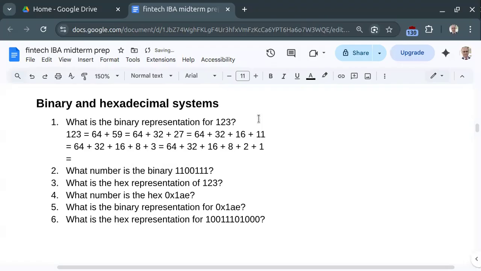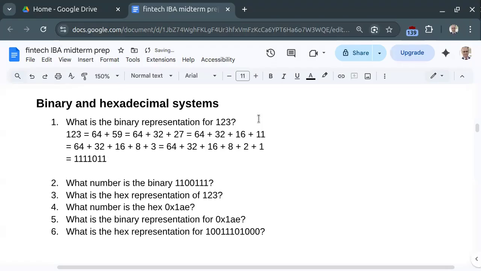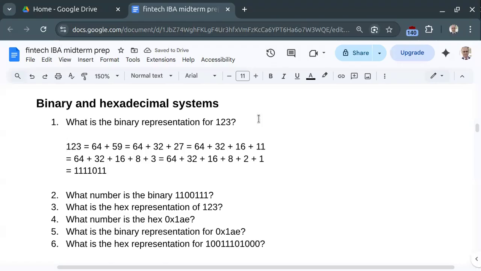So I just need to put these powers of 2 in a binary format, which is easy. I start with 64, then 32, then 16, then 8, then there is no 4. Okay, 4 is missing, so I put a 0 there. There's a 2 and there is a 1. Okay? So this is basically your representation of 123 as a binary number. And that is what you need to do to be able to do that in an exam or in another type of framework.